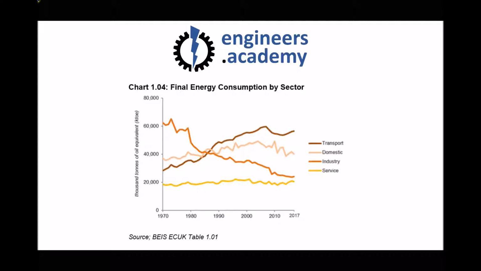Now the biggest changes that we know is in industry. And by industry we mean heavy industry and manufacturing, and we see a huge decline between 1970 and the present day. And the area where we see the biggest increase is in transport. Again, that should come as no surprise. There's a lot more vehicles on the road, and we have a huge number of flights going out on a daily basis.